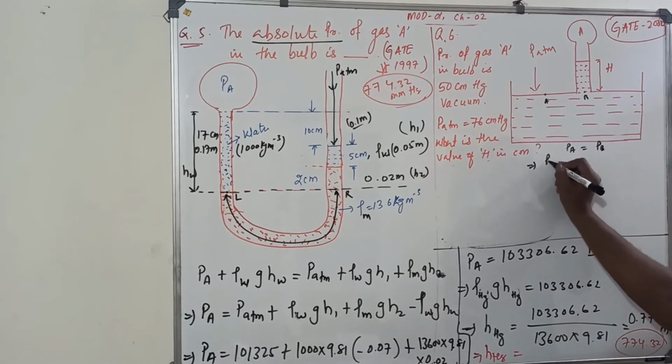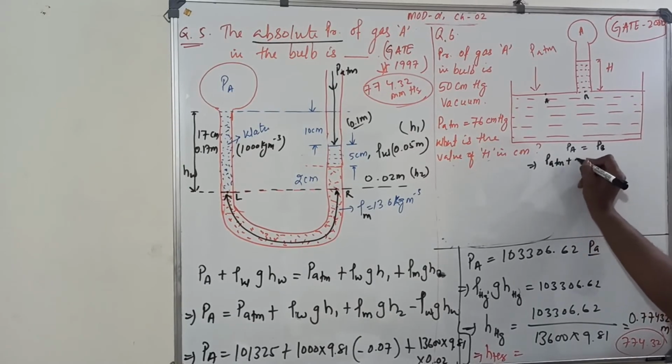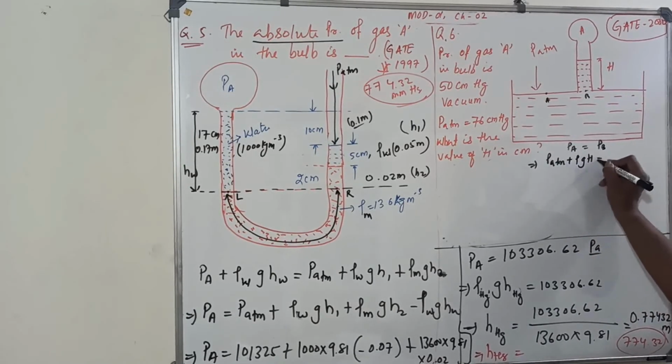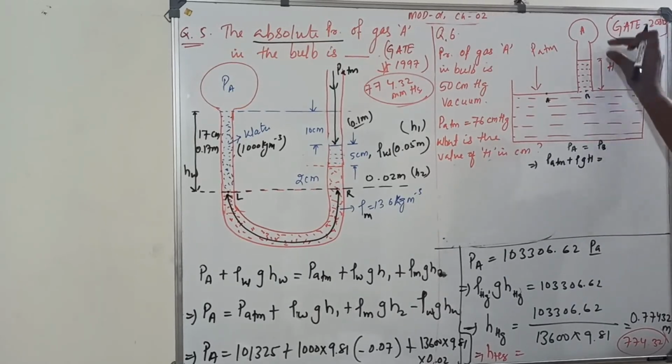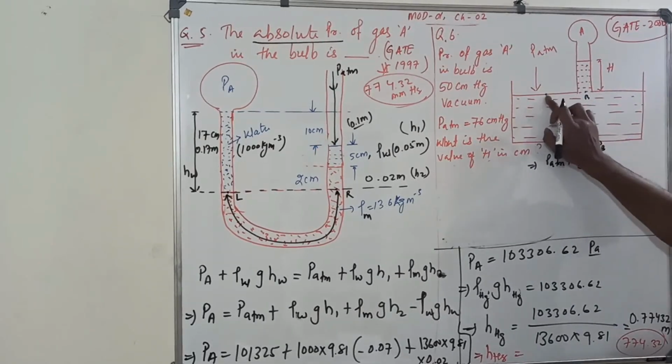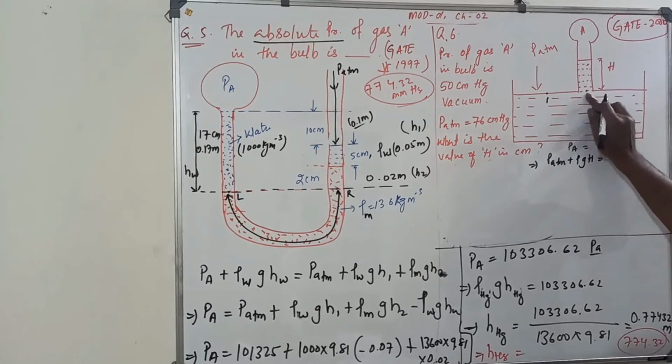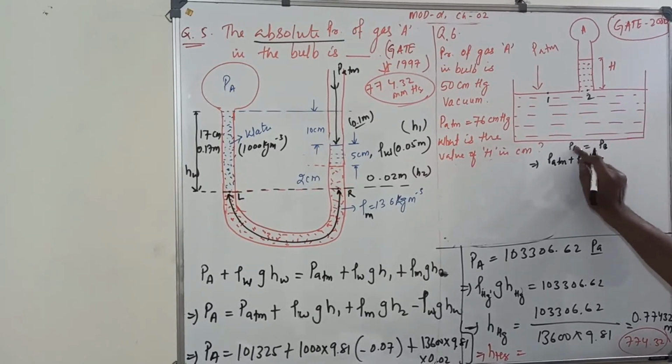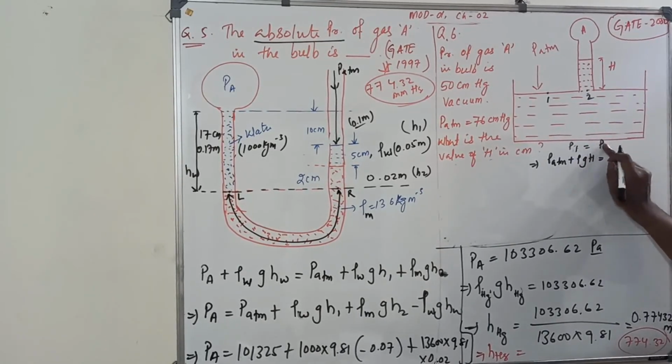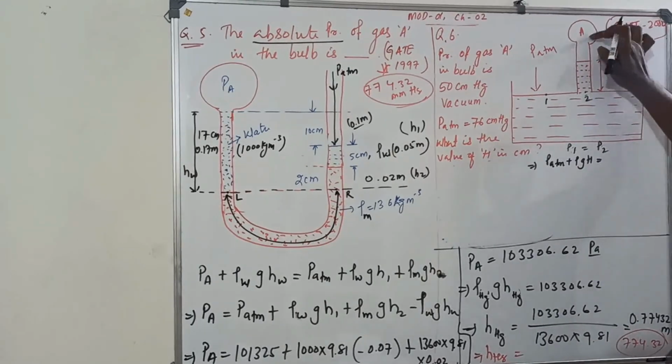What is your PA absolute? PATM plus rho G H. PB means at this point. I'll write 1 and 2. Let me take 1 and 2. Already we have A here. So P1 equals P2. Here you have a vacuum pressure.